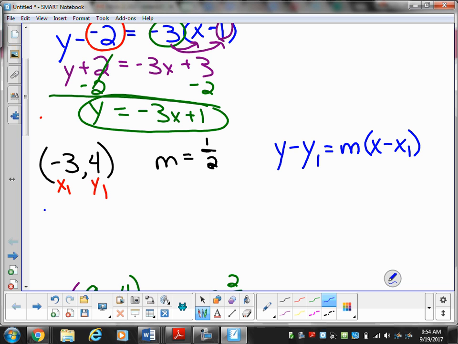So I got y minus y1 this time is 4 equals m is 1/2 times x minus x1, which is -3. So my initial equation should look like that. Y minus 4 equals 1/2 times x minus a -3.